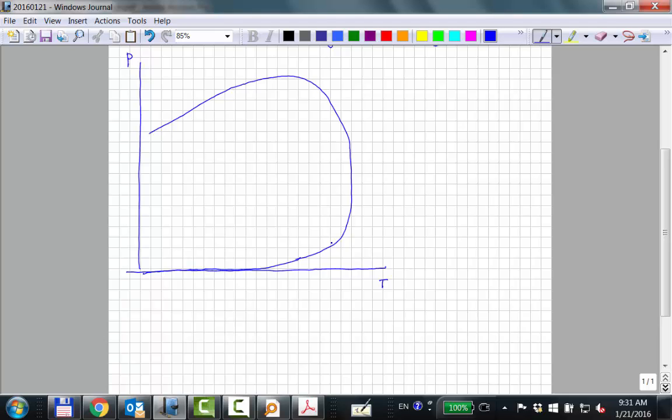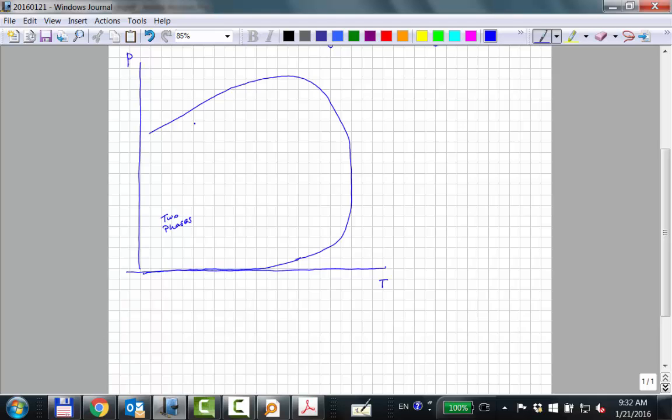It could be smaller, it could be bigger, but generally speaking, this is what it's going to look like. And inside here, inside the envelope, we have basically two phases, everywhere inside here. And the start of two phases is the line itself. Okay? If you're on the line and you're about to fall into the inside, you'll see either the bubble appear or the droplet appear. Okay? So you're at the point of a second phase appearing.